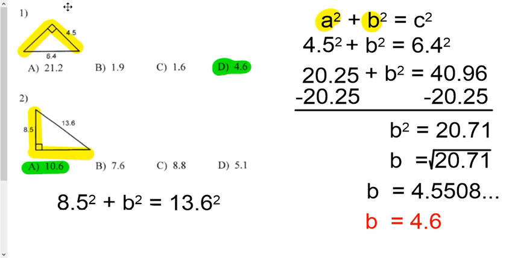Number two is the exact same setup. They'll give you one leg and the hypotenuse. So just make sure you put them into the proper spots. You should solve and get A.